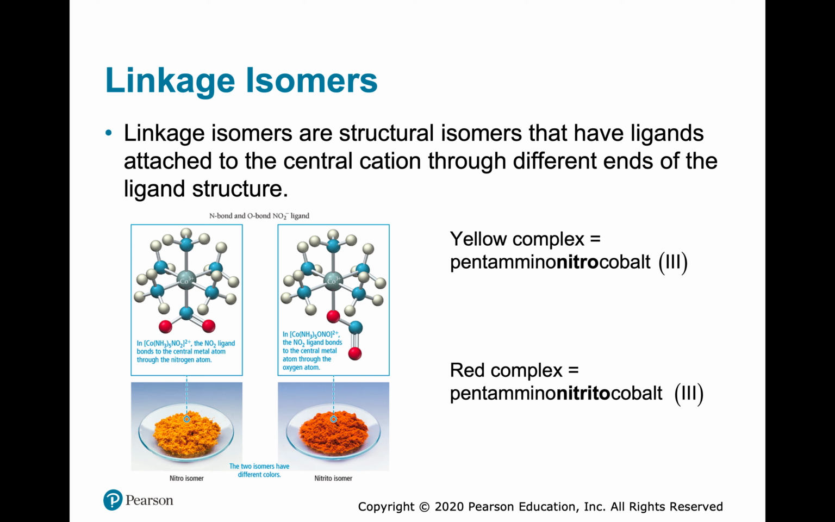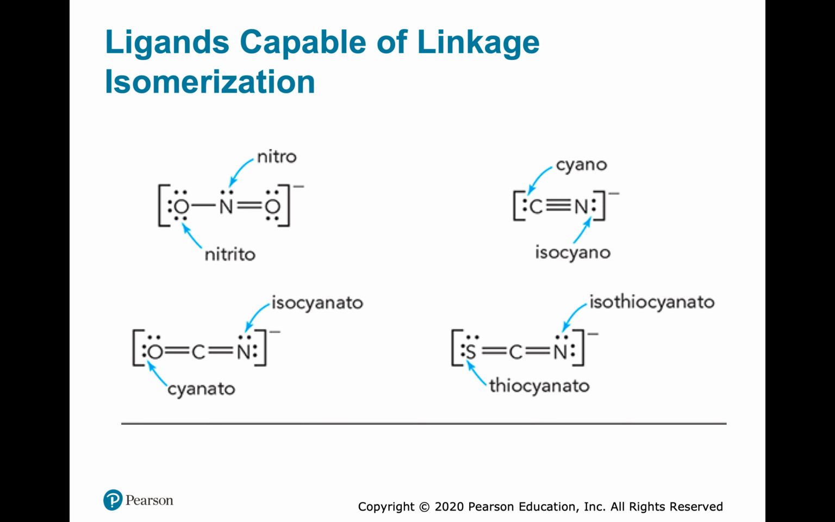So here in this compound on the left, you have the nitro, and it is connected through the nitrogen atom. The one on the right is connected through the oxygen atom, and there is actually a bit of a difference here. The first one is five ammonia, so pentaammine, and then just nitro for the NO2, cobalt(III). And then the same thing but a different connectivity: pentaammine but nitrito cobalt(III). So different connectivity.